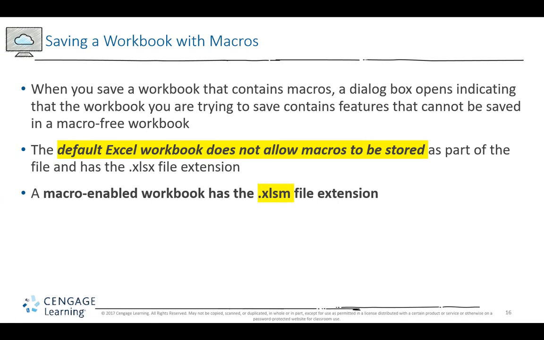When you save a workbook that contains a macro, a dialog box opens indicating that the workbook you are trying to save contains features that cannot be saved in a macro-free workbook. The default Excel workbook does not allow macros to be stored as part of the file. And so, if you want to save a macro-enabled workbook, you need to give it a new name, and it will have the XLSM file extension.